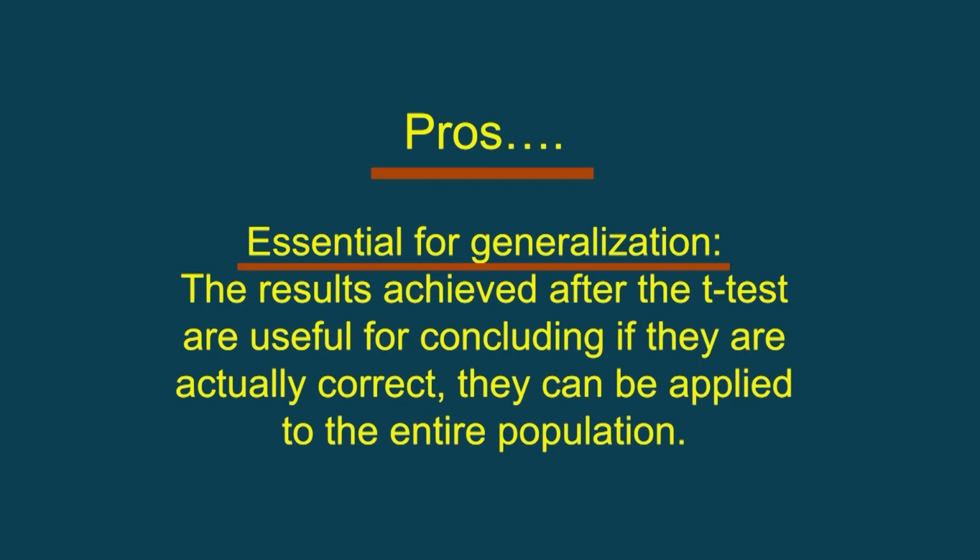It is essential for generalization. That means the results achieved after the t-test are useful for concluding, if they are actually correct, that they can be applied to the entire population. See, we are testing on the basis of a set of sample observations, and whatever decisions we are taking are on the basis of these sample observations. So we can generalize this idea to the entire population as well. So this is one of the advantages of the t-test.